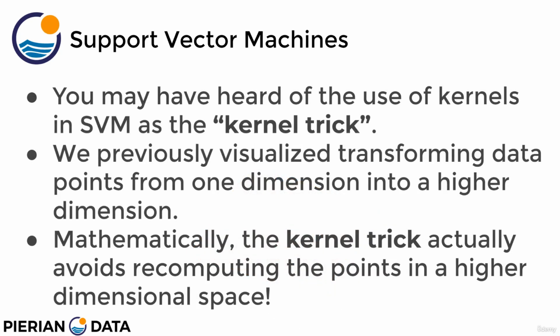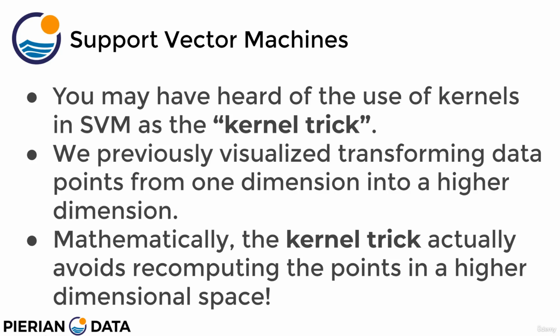Now you may have also heard of something called the kernel trick, which is something around the mathematics of the use of kernels in support vector machines. We previously visualized transforming data points from one dimension into a higher dimension, such as taking the original feature x and then projecting it with x squared. Now, this itself is not actually the kernel trick. Mathematically, the kernel trick actually avoids recomputing the points into a higher dimensional space. What we just showed you was essentially a visualization of the use of kernels.